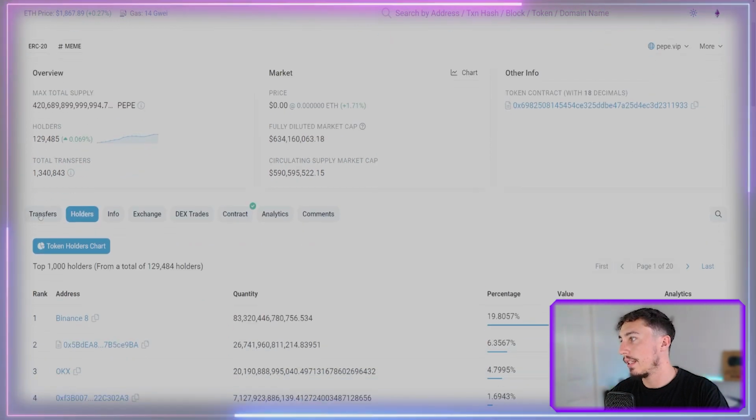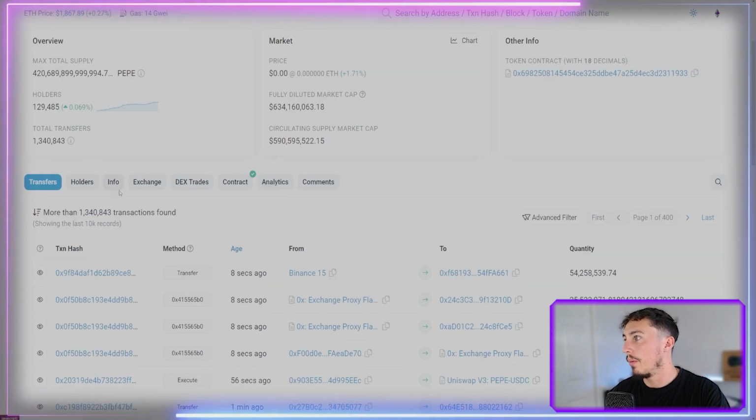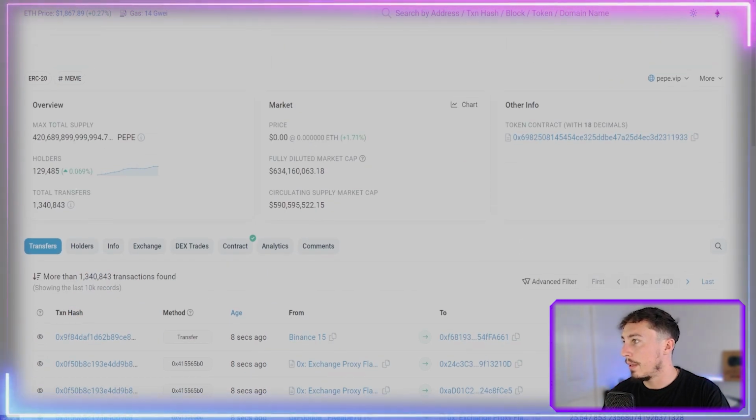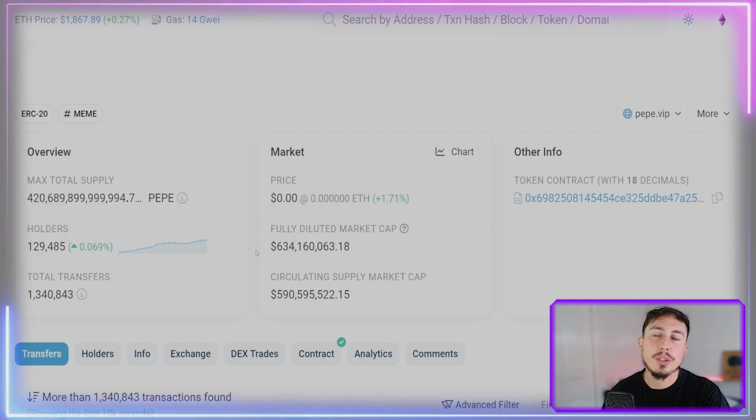So you can do things like this. You can look at the transfers. You can see where the money is going. You can also look at how many people are holding the coin in current live time. You can just get a lot of different metrics that you need to know about.